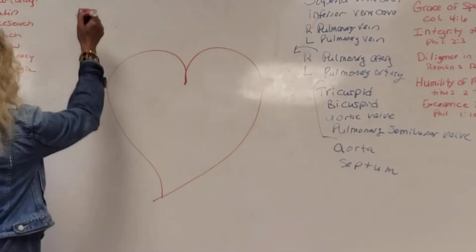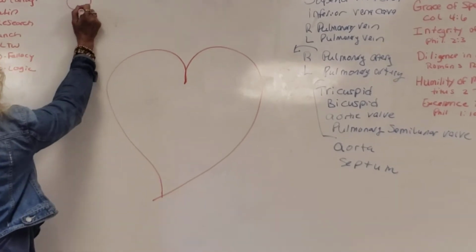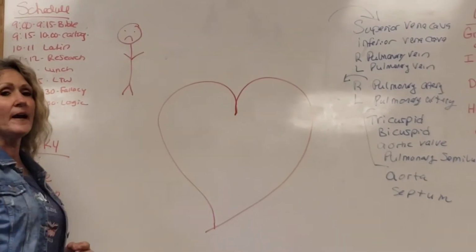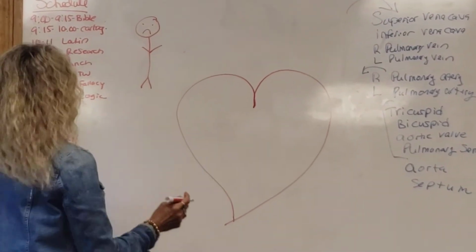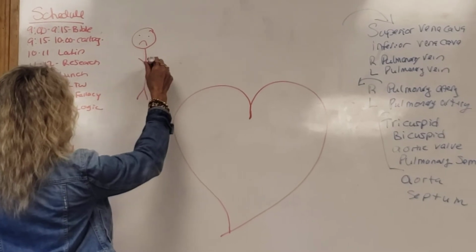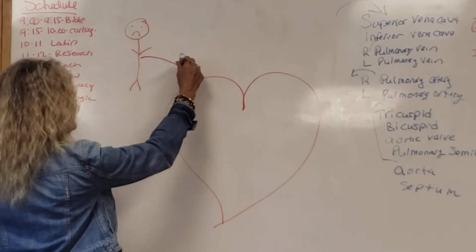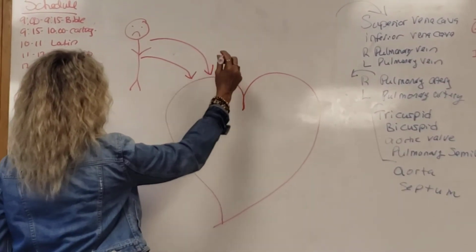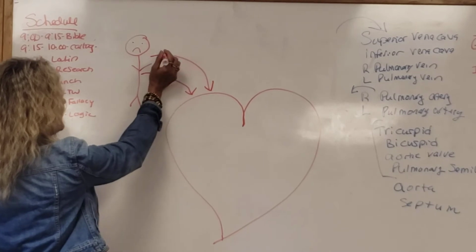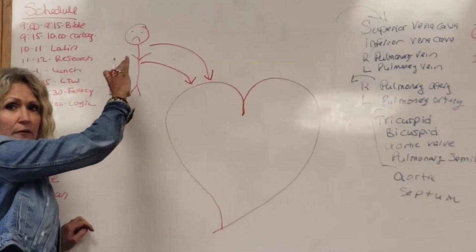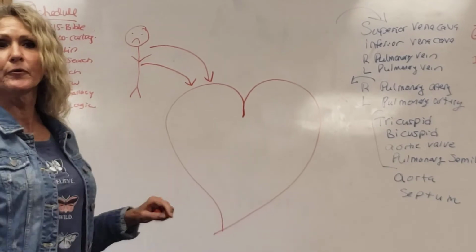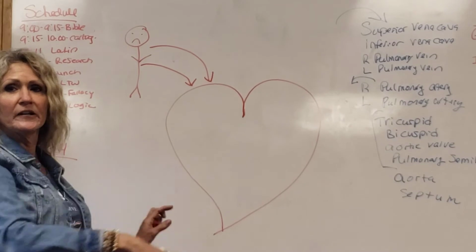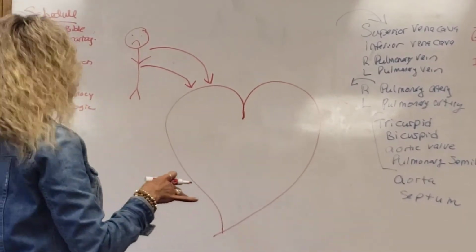We have a person. This person is not happy because they have oxygen poor blood. So he has got to get blood. And blood traveling to the heart runs through what? Veins. When veins go to the heart, they don't need to go through a valve. They can go straight to the heart.